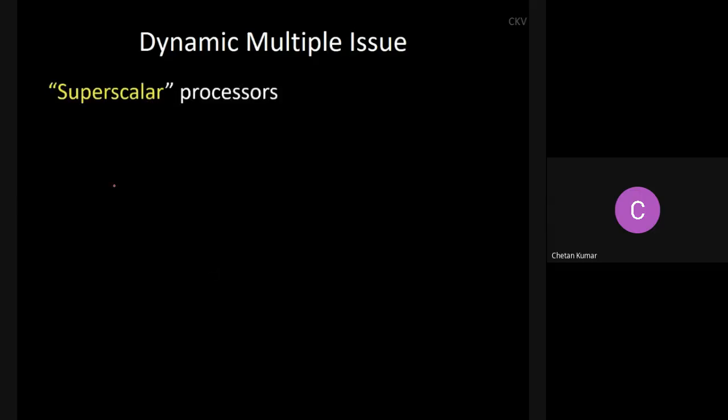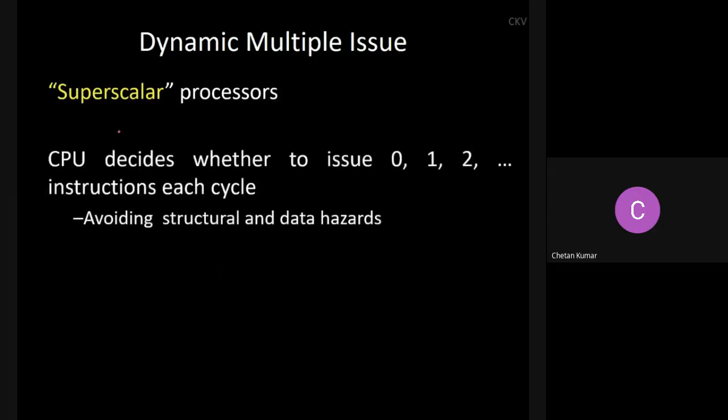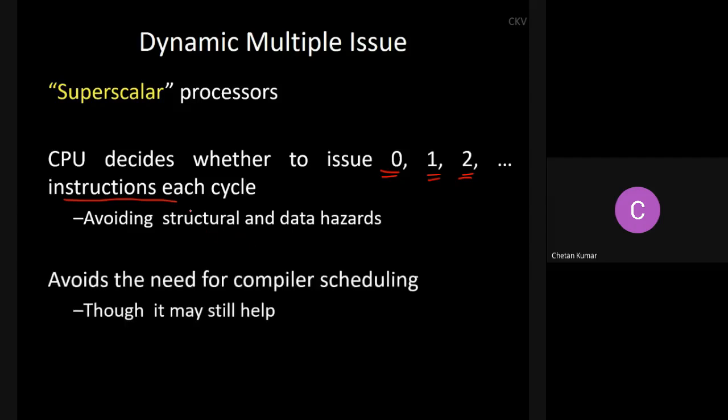Dynamic multiple issue processors are also called superscalar processors. The CPU decides here whether to issue zero instructions, one instruction, or two instructions in each cycle. While issuing, it will make sure that the structural and data hazards are avoided. Structural hazards are avoided by making sure that enough functional units are available. It avoids the need for compiler scheduling, though compiler scheduling might still help to some extent, but the majority of the work will be done by the CPU.